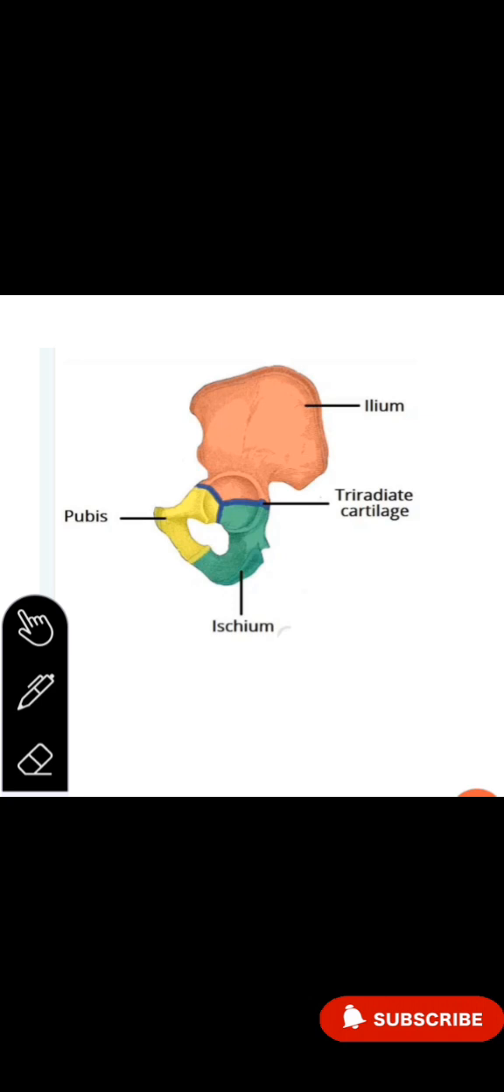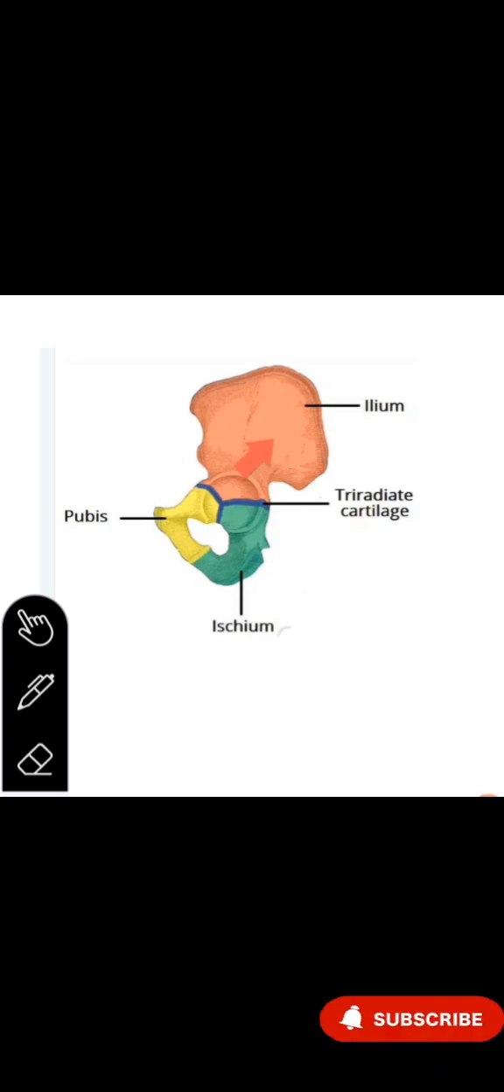The hip bone has three major articulations. Posteromedially, it articulates with the sacrum at the sacroiliac joint. Anteromedially, it articulates with the opposite hip bone at the pubic symphysis. And laterally, it articulates with the femur at the hip joint. We'll start by looking at the ilium.